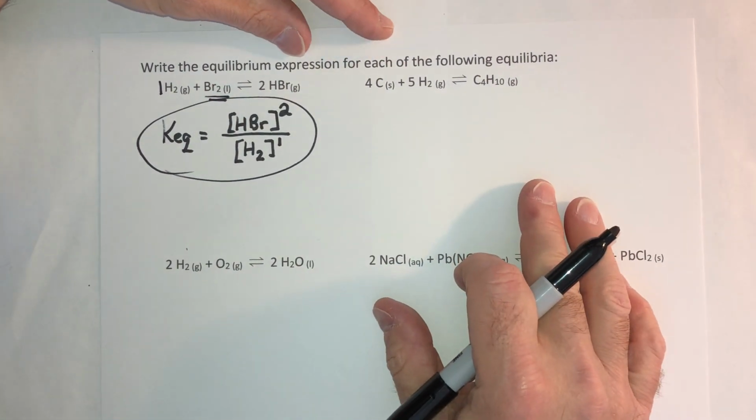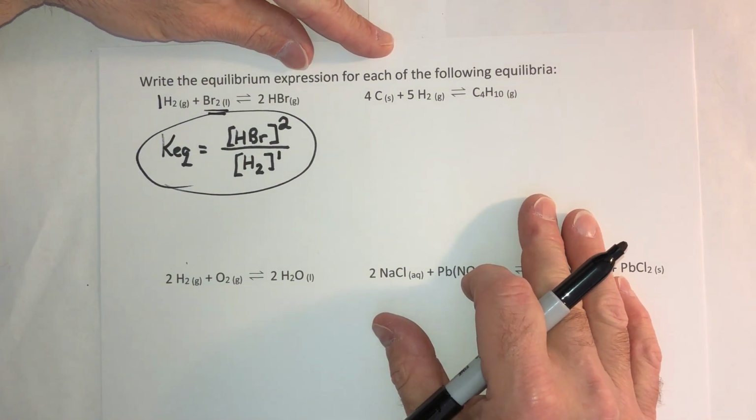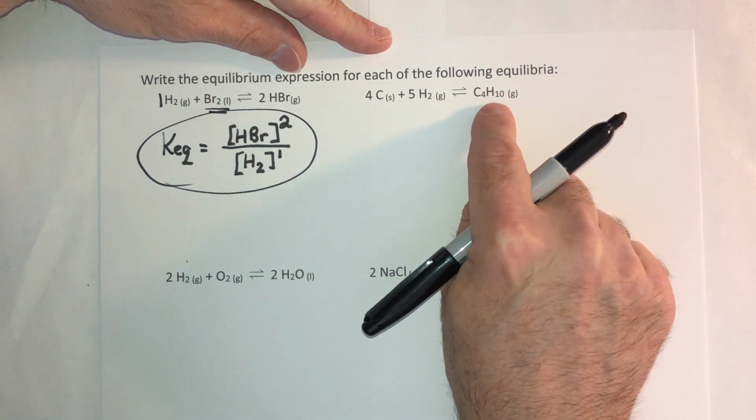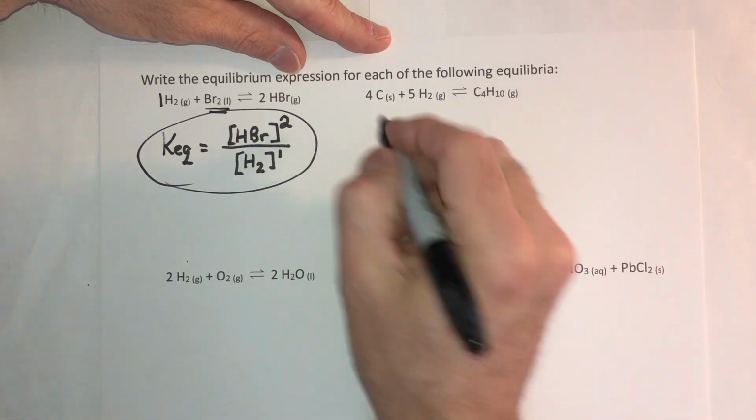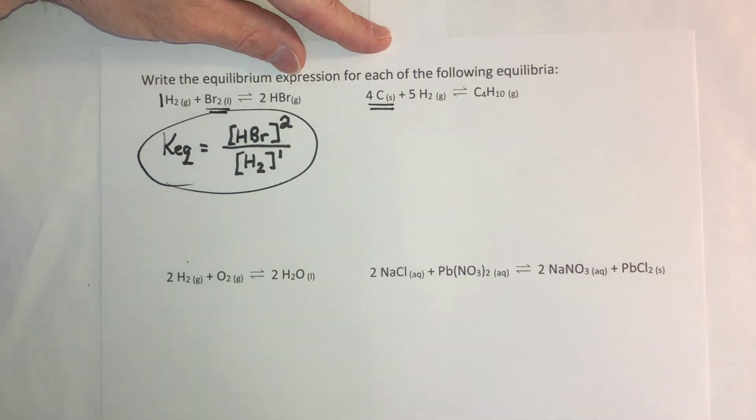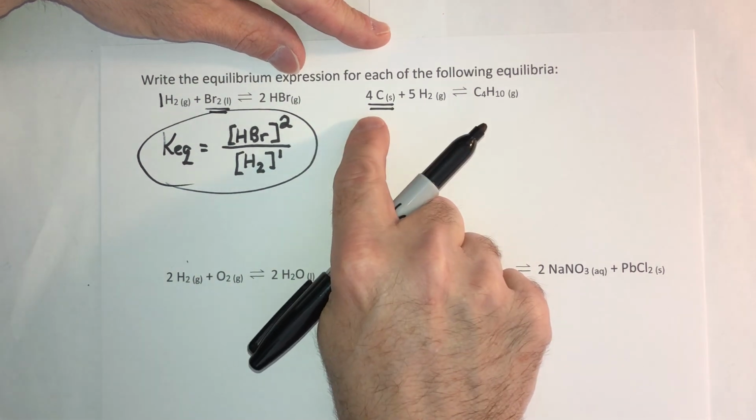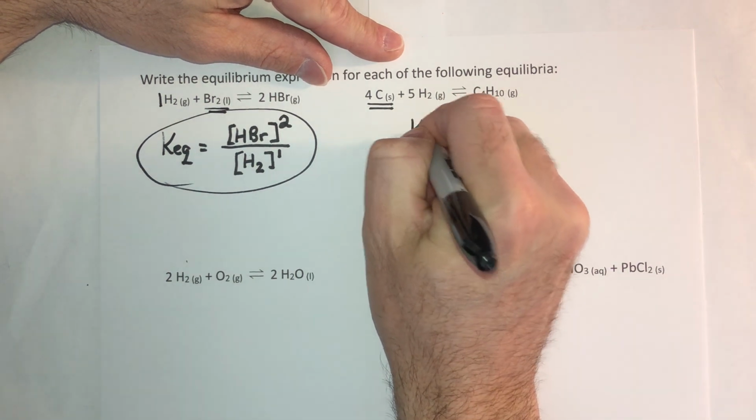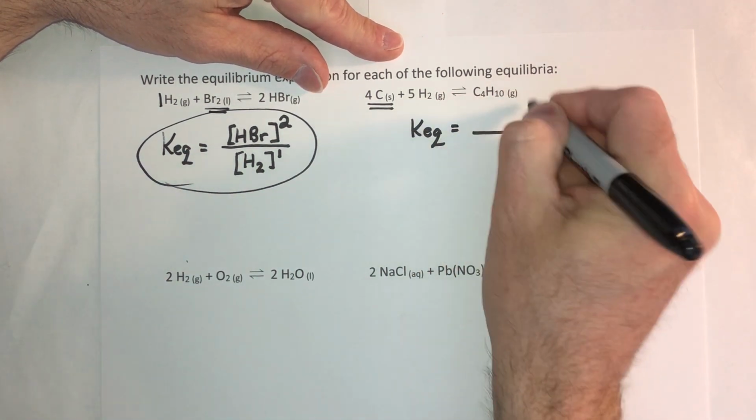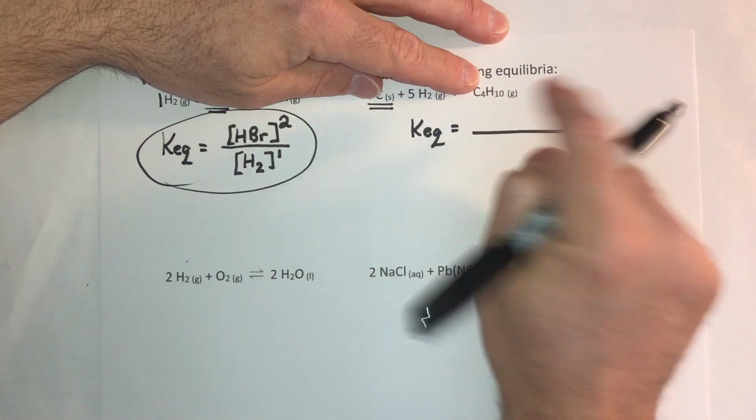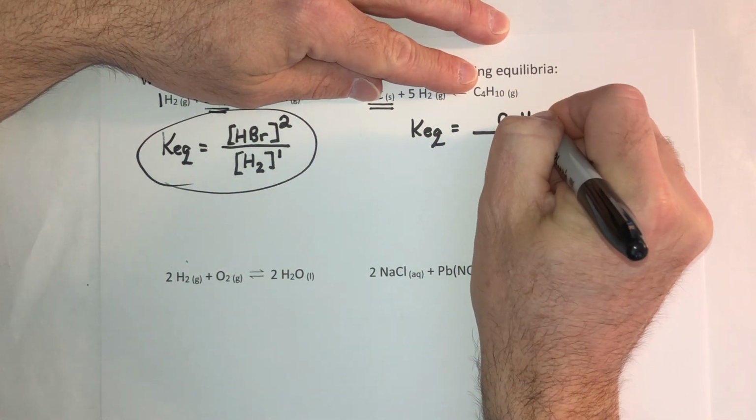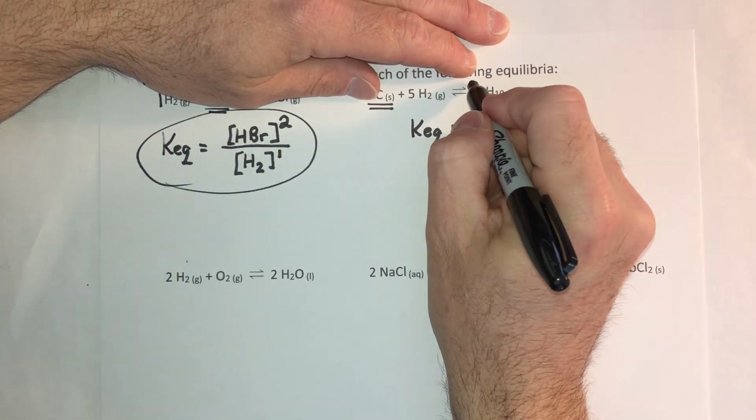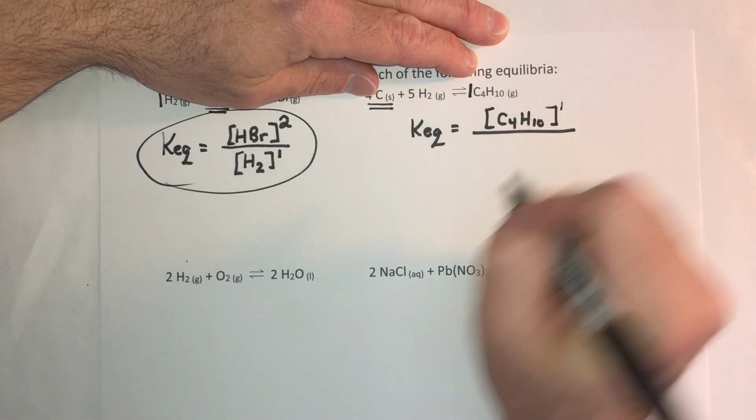All right, let's try a second one. So if I take a look at my next equilibrium, it says I have some carbon solid reacting with some H2 gas to make some C4H10 gas. So again, I can see that there is a solid, and again, I'm just going to ignore it. I'll put some lines under it to remind myself, don't accidentally include it. All right, so equilibrium constant, KEQ, products over reactants. The only product I have is C4H10. I'll put it in square brackets to tell everybody its concentration. And there is a 1 used to balance it, so it's power of 1.